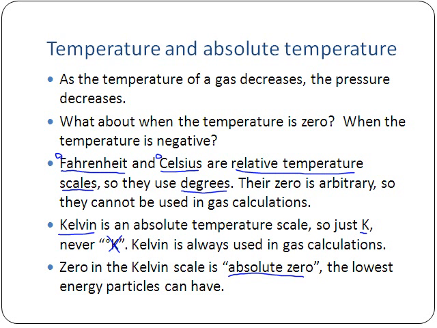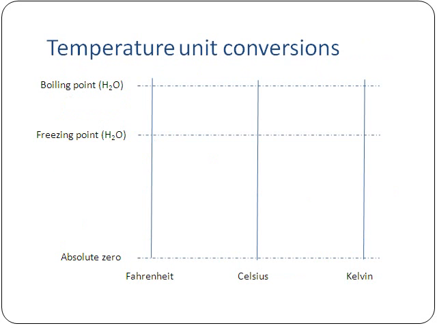But how do we know what to use on the Kelvin scale? If I'm given a temperature and I'm told it's 56 degrees Celsius, what is that in Kelvin? We need to be able to convert, and that's what we'll look at next. To do that, let's take a look at a scale here. We have the boiling point, the freezing point, and absolute zero for our three temperature scales: Fahrenheit, Celsius, and Kelvin.